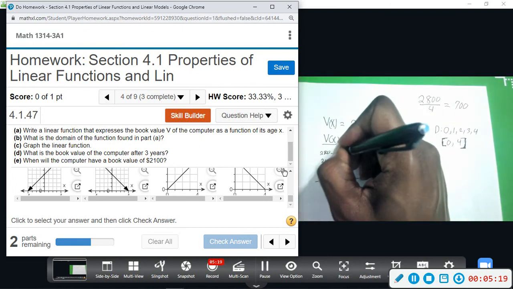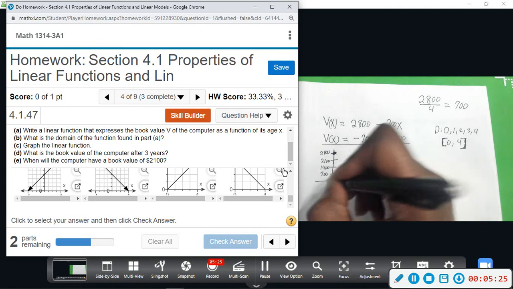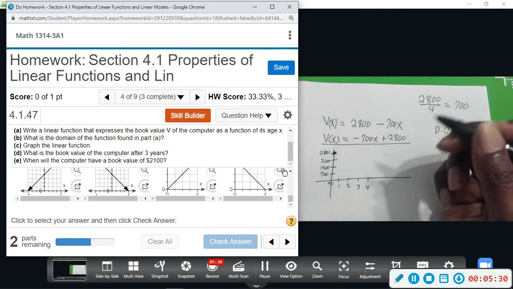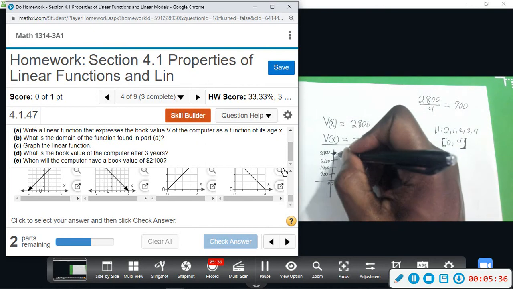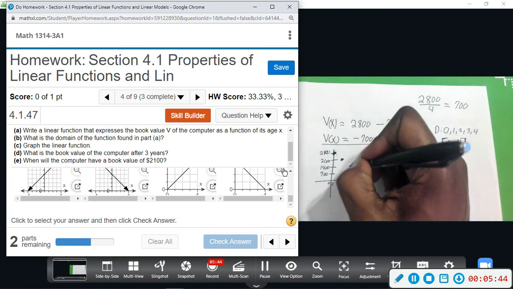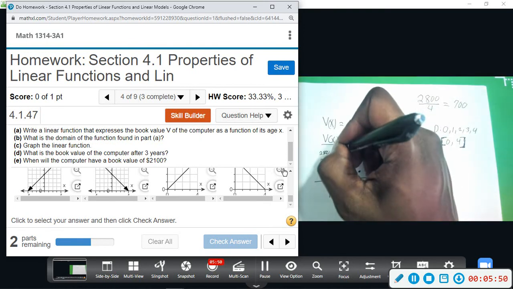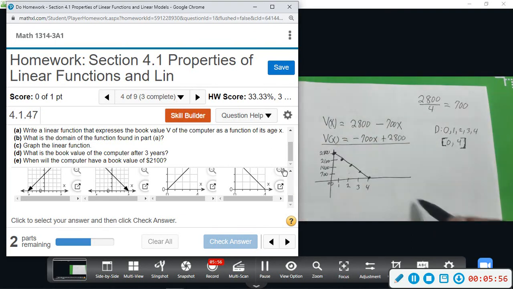We would start at year 0. Our computer is worth 2,800. I'm going to go 1, 2, 3, 4. So this is 0. X is 0. This is 1, 2, 3, 4. So we start at 0, 2,800. And then at year 1, we go down 700. So go down, right 1. So down 700, 1 year. And then down 700, another year. Down 700 after another year. Down 700 after another year. So after 4 years, this computer has completely no value. You'll see a linear decreasing function that way.